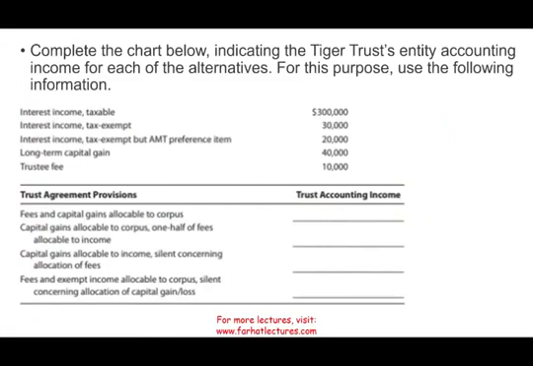Let's compute accounting income here. Complete the chart below indicating the Tigers Trust entity accounting income, because that's something you need to know, for each of the alternatives. For this purpose, use the following information. We have interest income that is taxable. We have interest income that's tax exempt, $30,000.